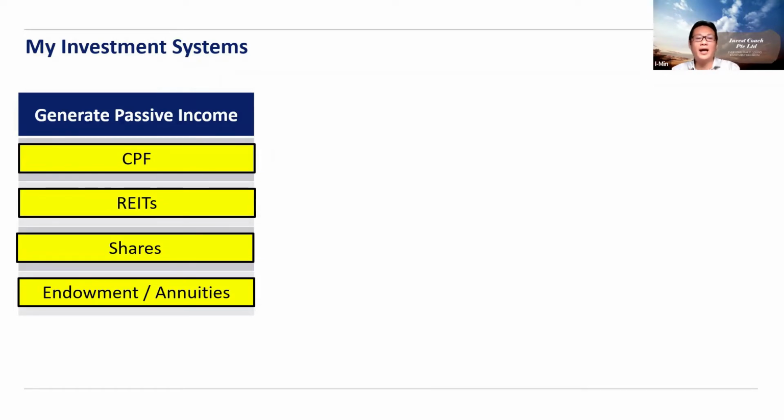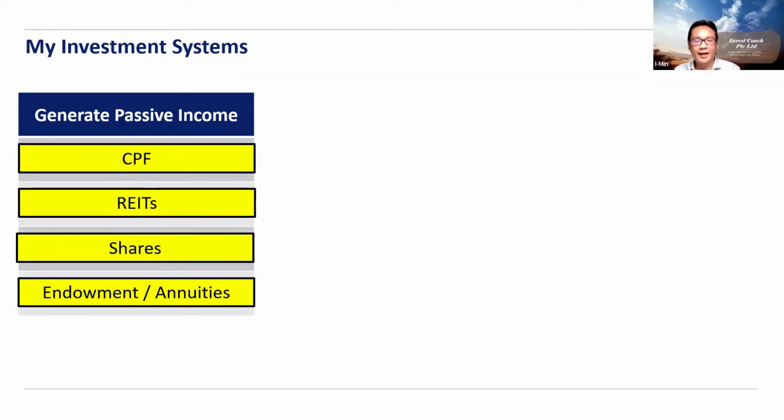So again, like I said, it's never about which one is the best. You will need an array. The question is more of how you allocate among them. Each of them has their pros and cons, and each of us is going to be different. Some of you may need to take more risks to get the required passive income. You probably may need to put more into shares and REITs. And some of you may not need so much. You can take less risk. Then, of course, you put more into CPF and annuities instruments.